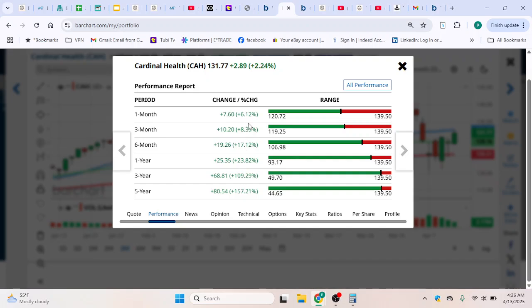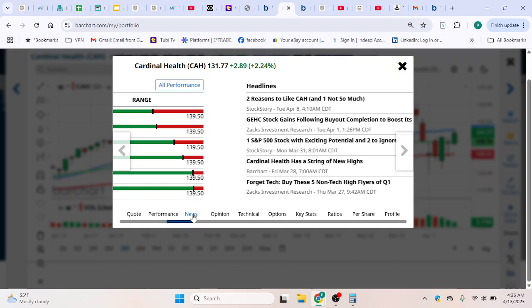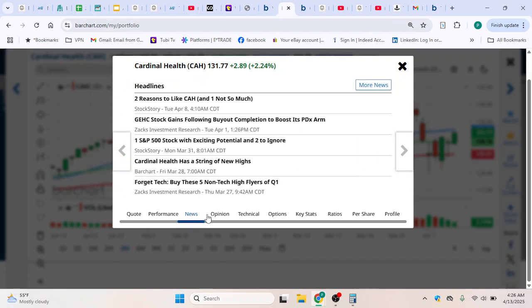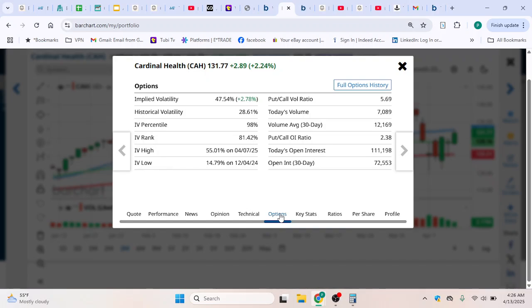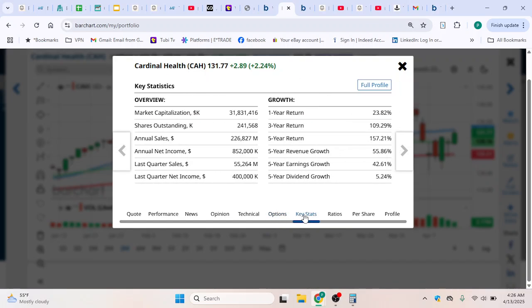Over every time frame. So that's a stock that has some relative strength. You can click on different things like news. We can look at options, if you're into trading options. Some basic options information there. I like this page, the key stats.